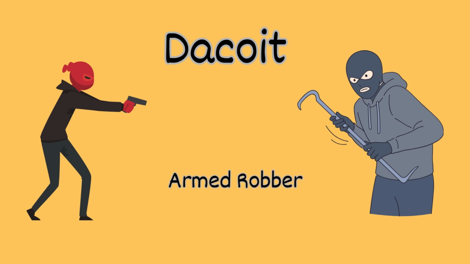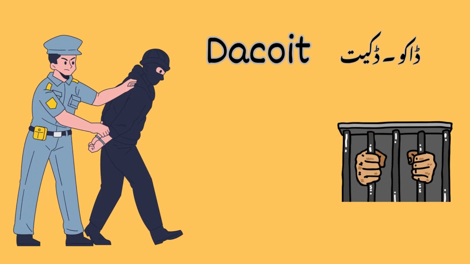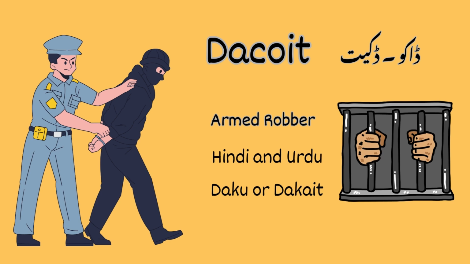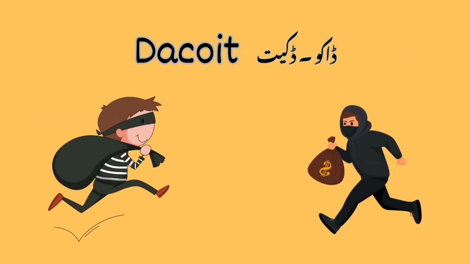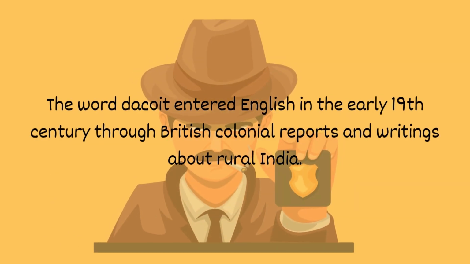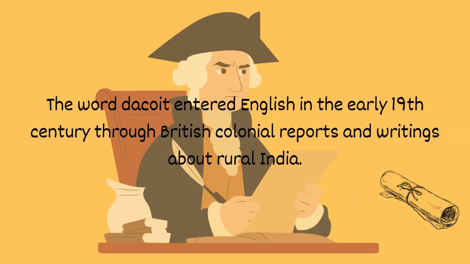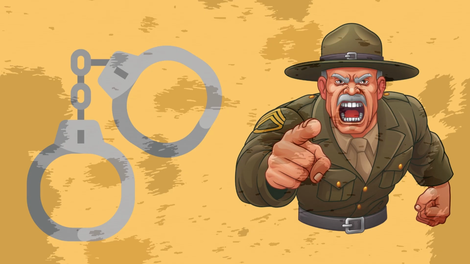Dacoit. In English, a dacoit is a member of a gang of armed robbers. It comes from the Hindi and Urdu words dakat or daku, which also mean a bandit or robber. This word entered English in the early 19th century through British colonial reports and writings that describe the difficulty of controlling lawlessness in the Indian countryside.